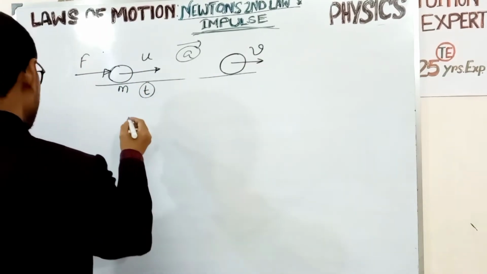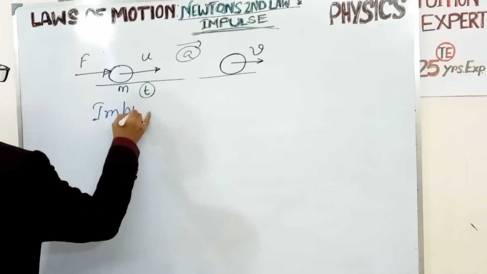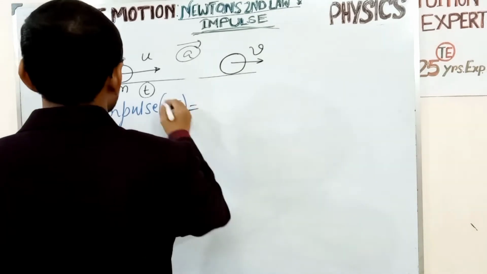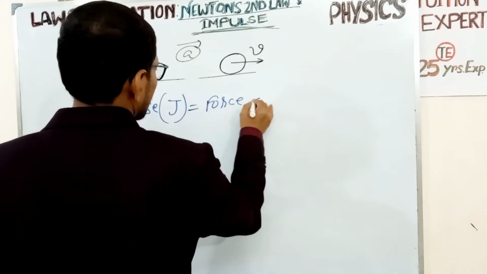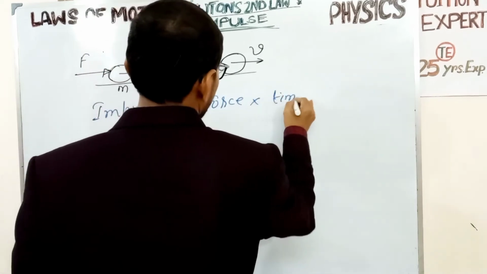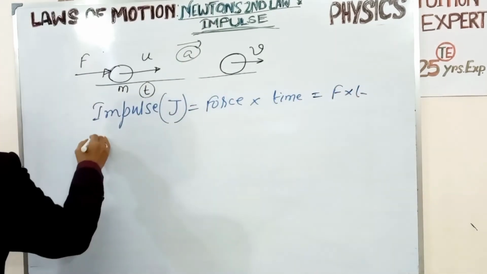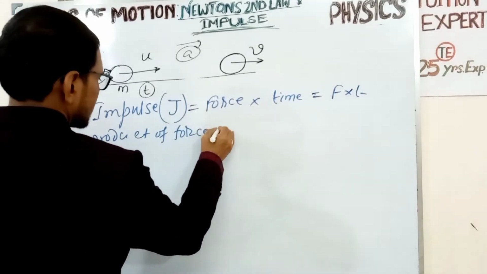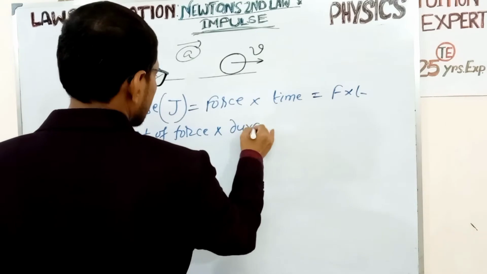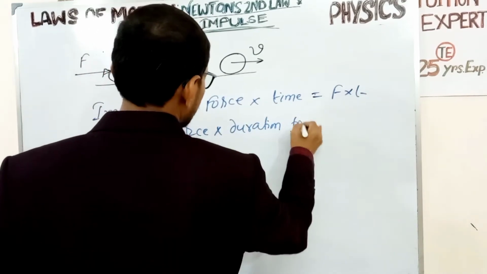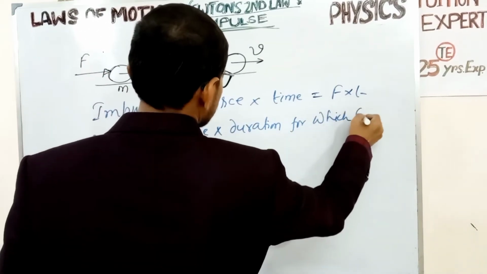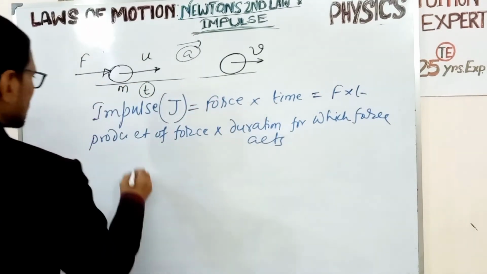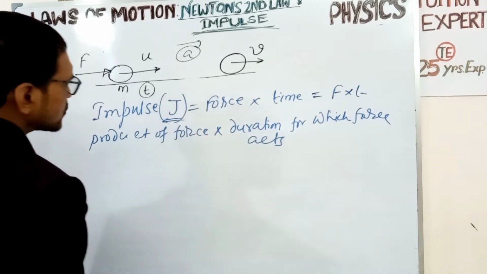Another important term is impulse. Impulse is denoted by J, equal to force into time, the product of force and the duration for which the force acts. So simply, we define impulse as force into time.